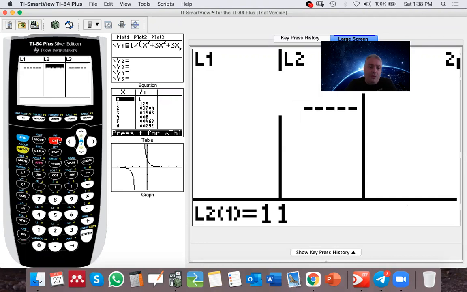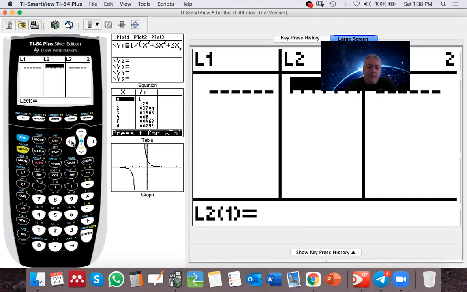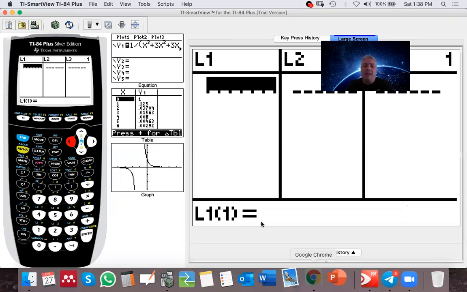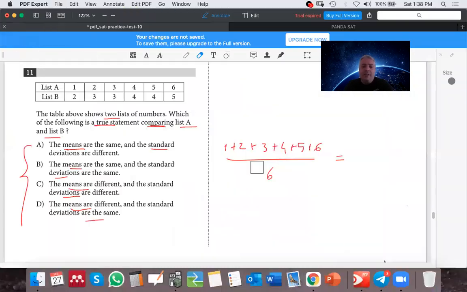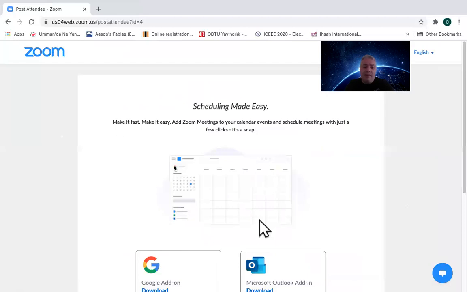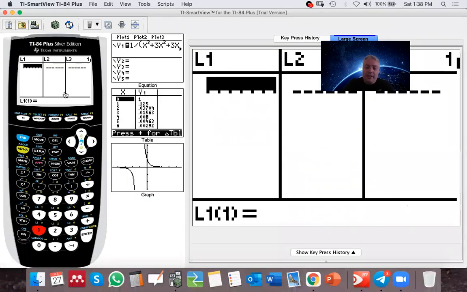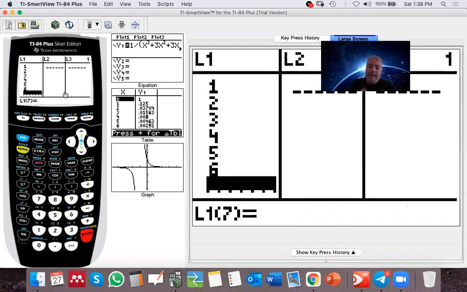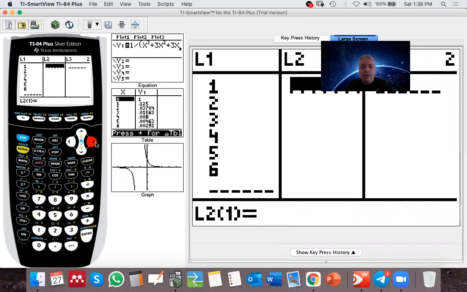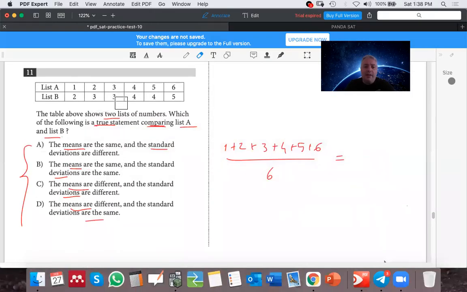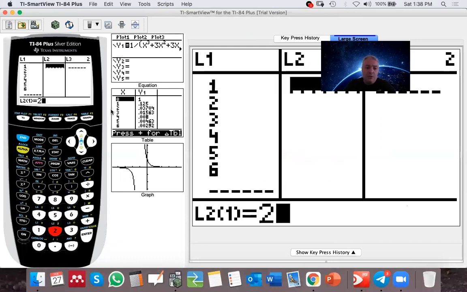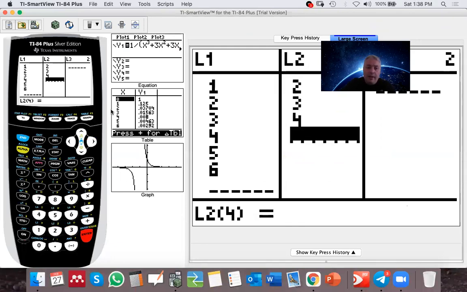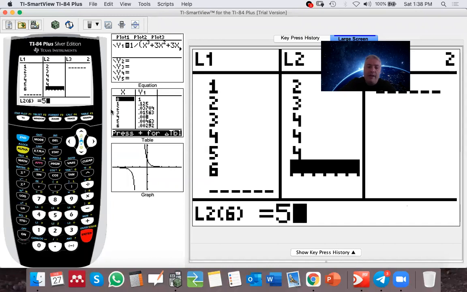Now, what am I going to do? In my question, the first data, where was it here? 1, 2, 3, 4, 5, 6. I will put it into my calculator. So I am writing 1, 2, 3, 4, 5, and 6. And then I am coming to the second column by pressing this cursor and putting the data. What are the data members? 2, 3, 3, 4, 4, 5.